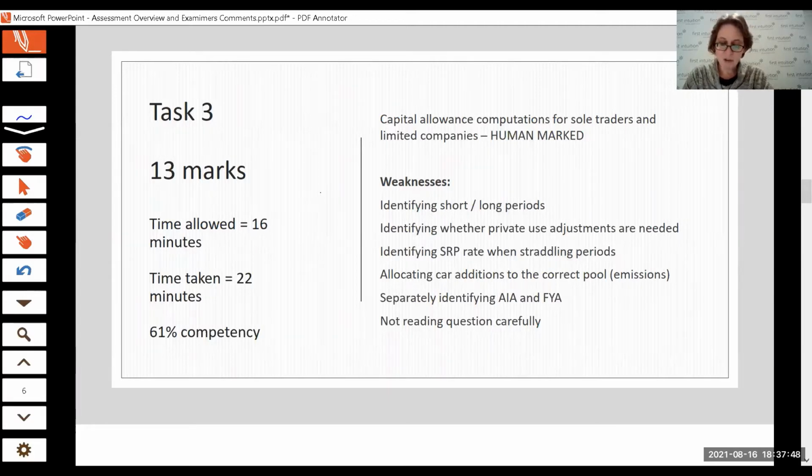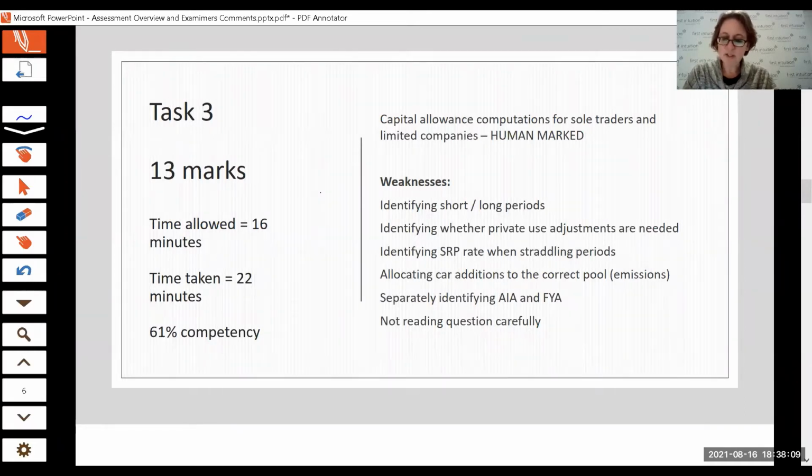Identifying the special rate pool rate if we straddle periods. We'll talk about that a little bit more in our task briefing, but the straddling of periods is a little bit less relevant to you under the Finance Act 2020. It was far more relevant last year, and I think that's what the examiner's report is referring to.